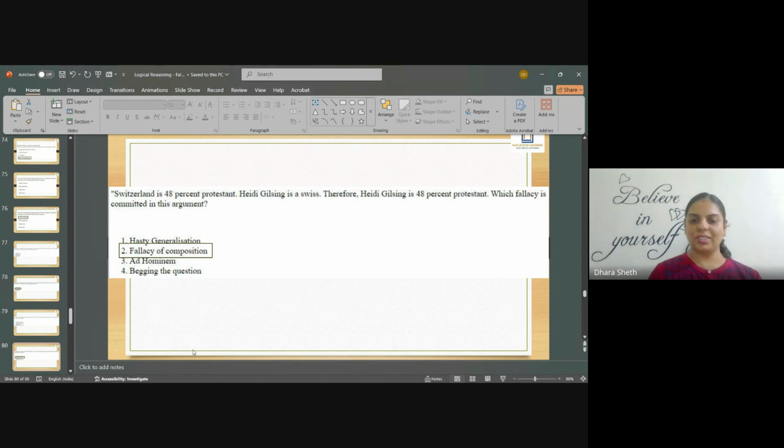Fallacy of composition is your answer. Because if 48% of people are Protestants, then it might not be true of the whole, right? Plus, how can you say one single human being is 48% Protestant?